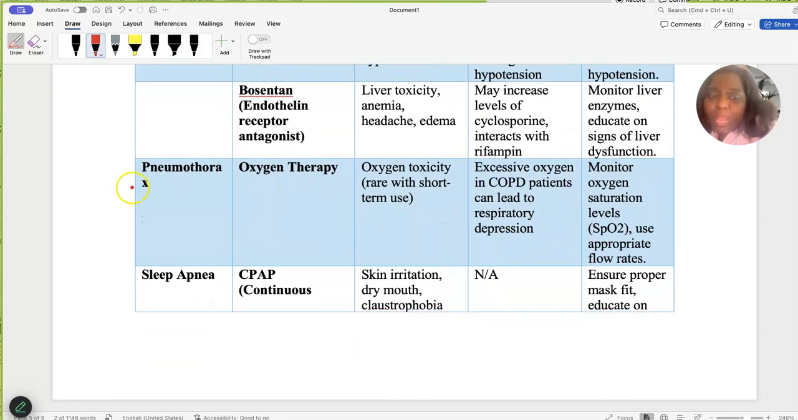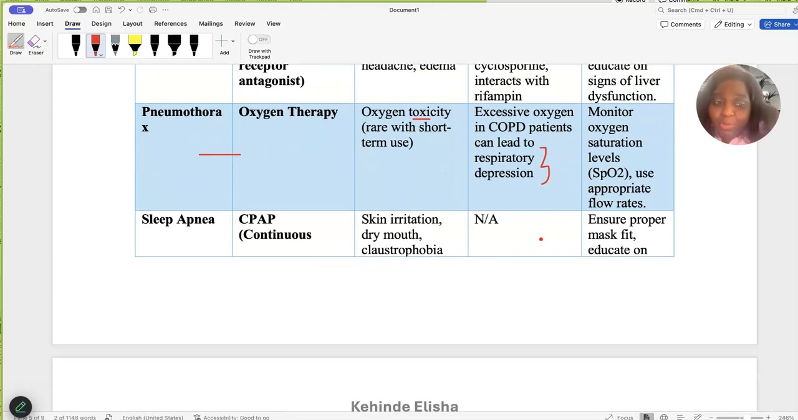What about pneumothorax? Oxygen therapy. Oxygen toxicity is possible. So when giving oxygen to our patient, let's be very, very careful. It is rare, especially when we're using it short term, but for long term, let's just not crank up oxygen anyhow. Excessive oxygen in COPD patients, of course, can lead to respiratory depression. Remember I said earlier that the hypoxic drive is actually low O2, so we don't want them at 100% to breathe well.